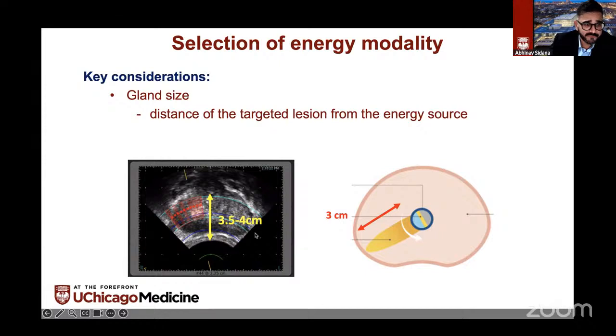Take an example of HIFU here. If there's an anterior lesion which is more than 4 centimeters away from the rectum, transrectal HIFU would not be an ideal option in that setting because it would not be able to deliver enough energy to destroy or completely ablate the anterior lesion. Similarly, in case of a prostate where there's a posterolateral lesion and a TULSA-PRO or transurethral energy modality is used, it may not be ideal if the distance is more than 3 centimeters from the urethra.